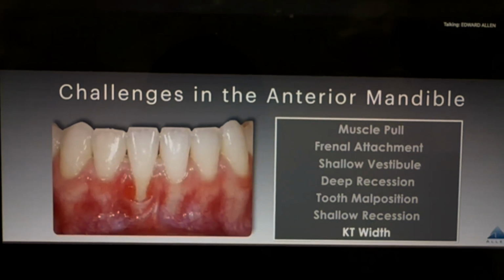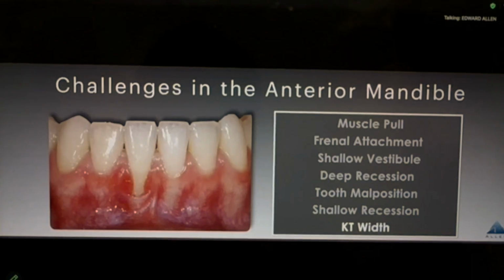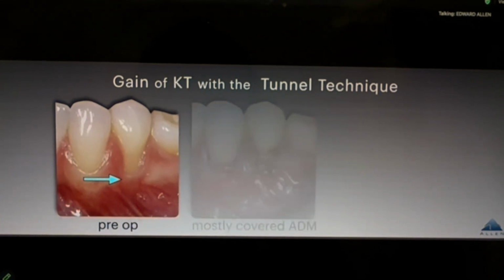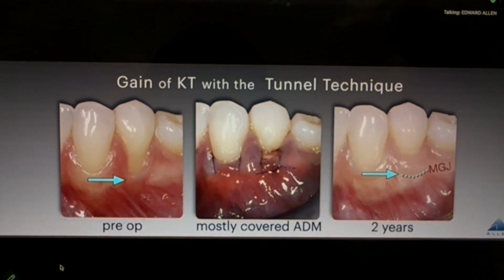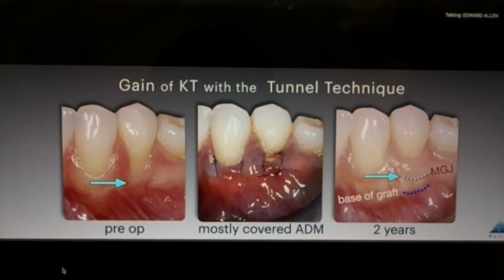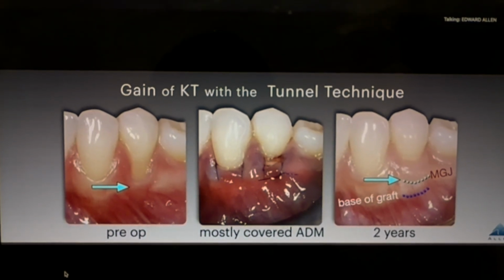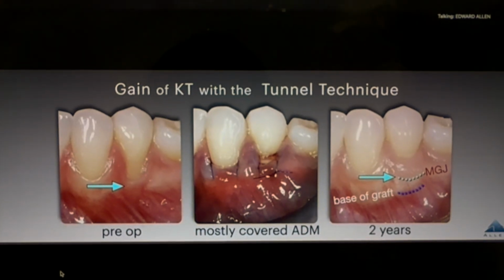KT width, I may skip this. Tell me if you like. Let me just zap through it. Pre-op, sutured, and there's a gain of KT. Well, there's the mucogingival junction, and the point is the base of the graft is apical to that. So whether we gain KT or not is significant to me. You always gain a little bit.